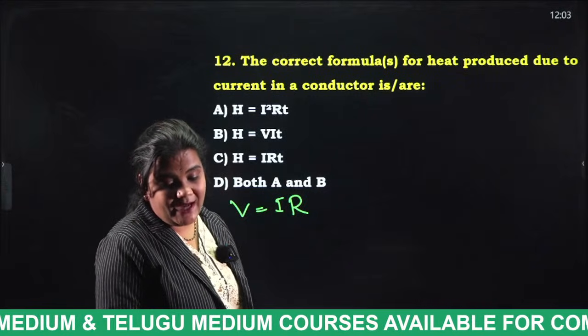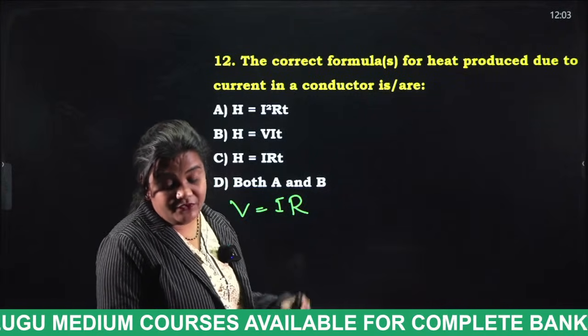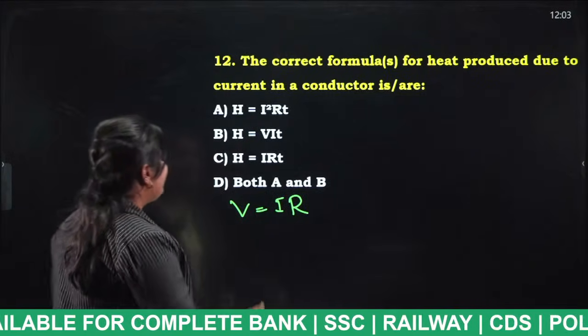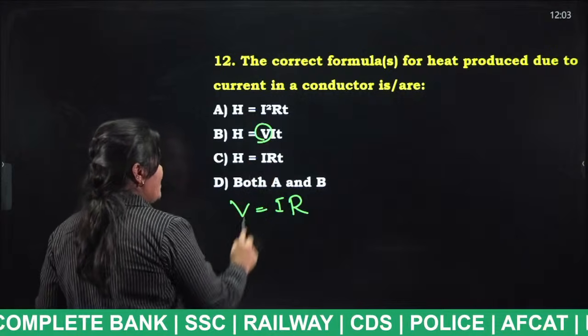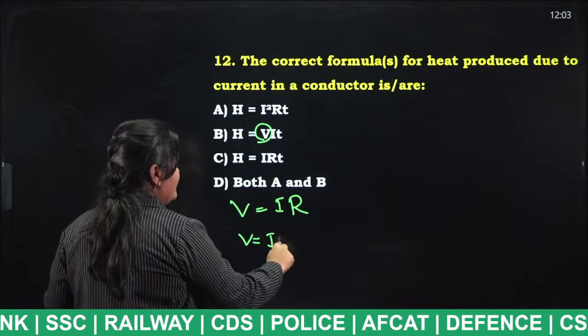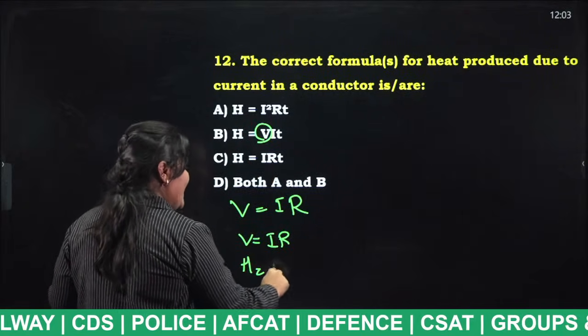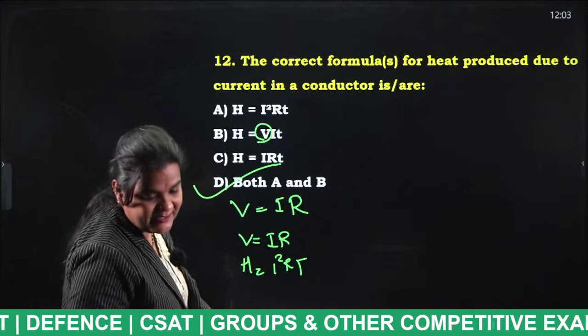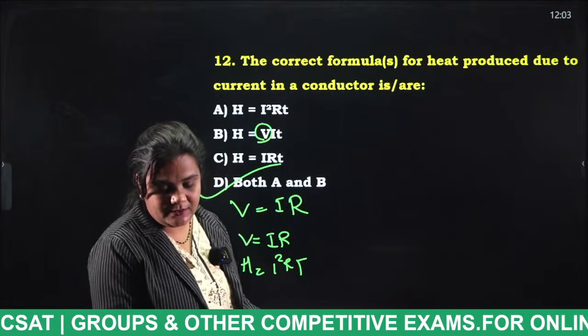So if you look at option B, that is also correct. Why? Because in the place of V, if we apply IR, H is equal to I square RT. That means both A and B. Option D is the correct answer. Yes, very good.